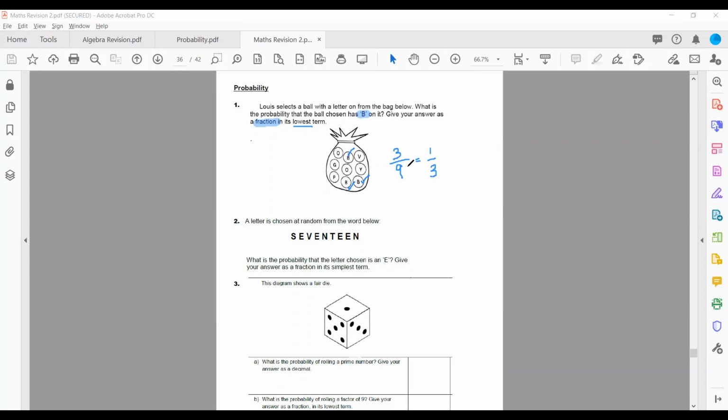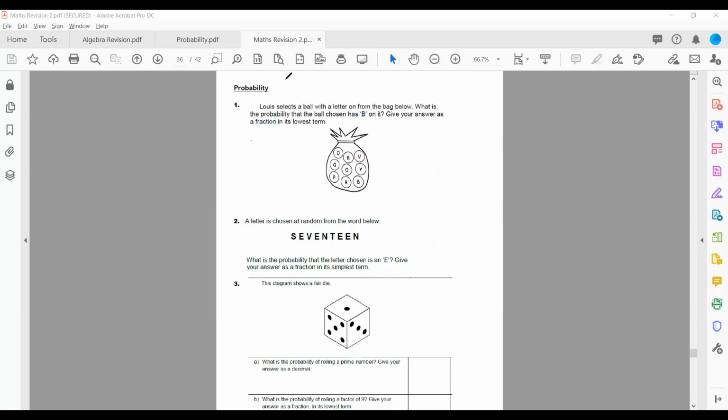Now, if we look at question 2, here a letter is chosen at random from the word below. The word is 17. What is the probability that the letter chosen is an E? Give your answer as a fraction, again in its simplest terms. So this time we would see we've got 1, 2, 3, 4, 5, 6, 7, 8, 9 letters again, and 4 of those are E's. So we have a 4 in 9 chance of picking an E. 4/9 is its simplest terms. It can't be reduced down any further.